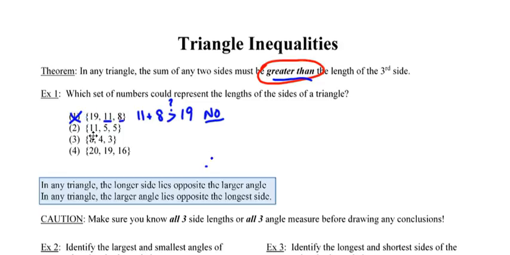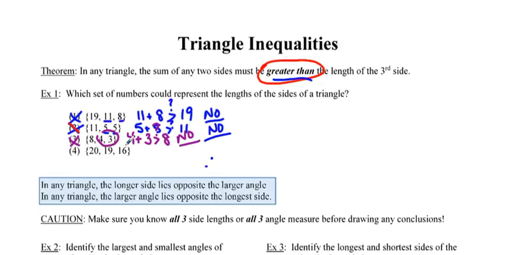In the second choice, the two smaller sides are 5 and 5. Again, I want to know if 5 and 5 is greater than the length of the third side, 11. The answer is no, meaning those three sides could not possibly form a triangle. In the third example, we take the same approach. The smaller two sides are 4 and 3. Is 4 plus 3 greater than the third side, 8? Again, no, so the third choice will not form a triangle.